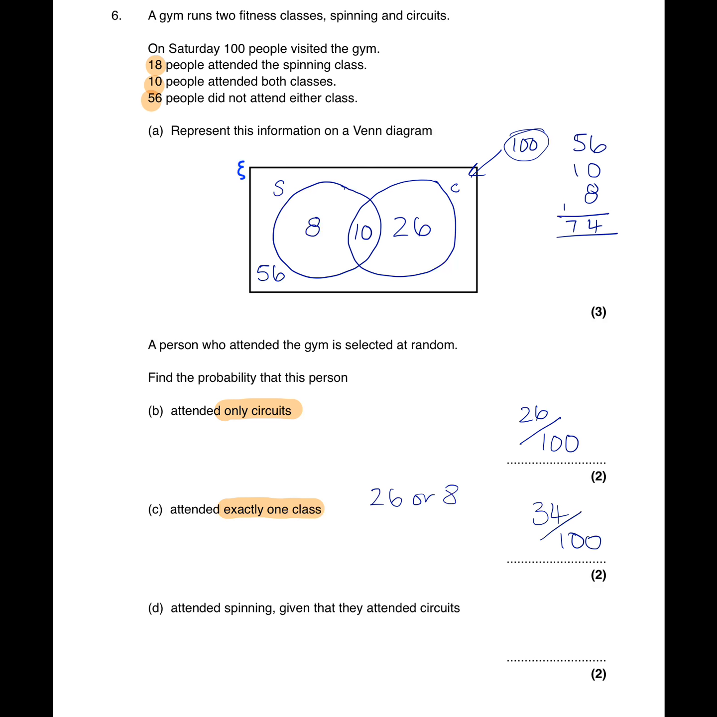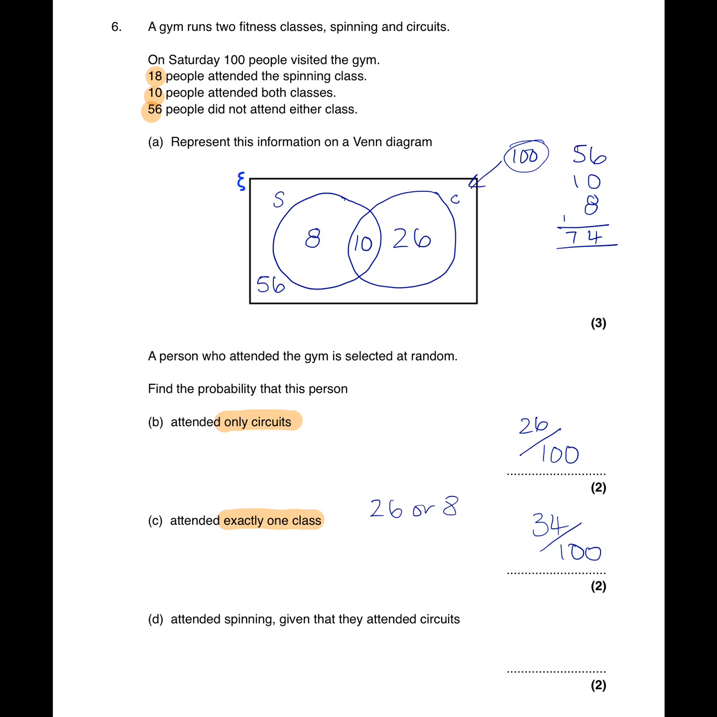And part D, attended spinning, given that they attended circuits. Well, if I know that they went to circuits, they must be out of this circle here, which there's only 36 people. So it's out of the 36 people who I know went to the circuits class. And if they attended spin, they must actually be the 10 people here. So that would be 10 out of the 36 people that went to the circuits class.